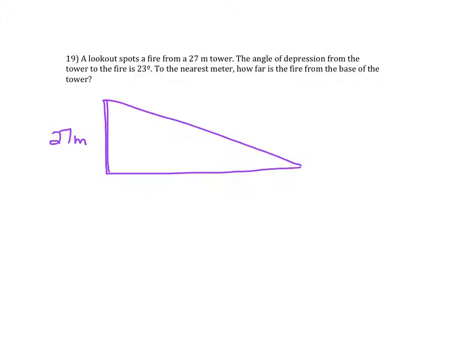Okay, number 19, it says a lookout spots a fire from a 27-meter tower. So this person is up in a tower, 27 meters above the ground, and they look down and they see this fire. It says the angle of depression from the tower to the fire is 23 degrees. So angle of depression would be from their line of sight if they looked out towards the horizon and then they changed their line of sight to look down at the fire. That angle is your angle of depression, 23 degrees.